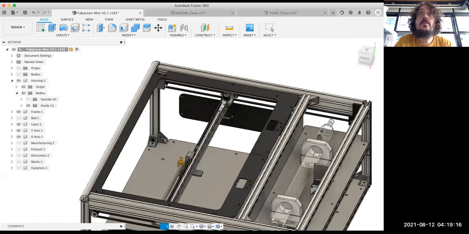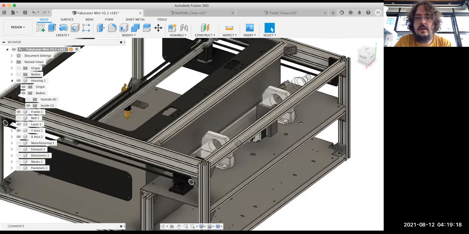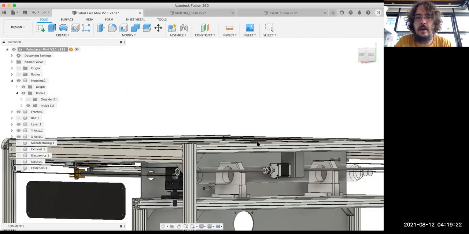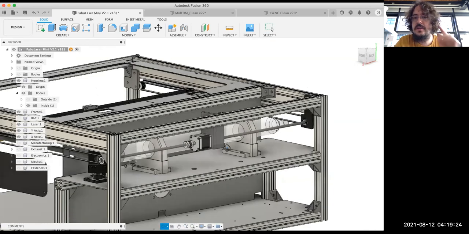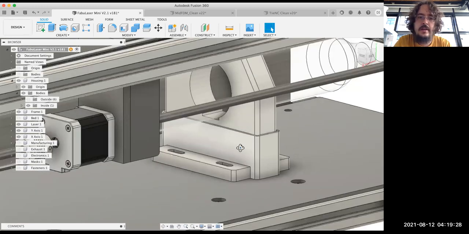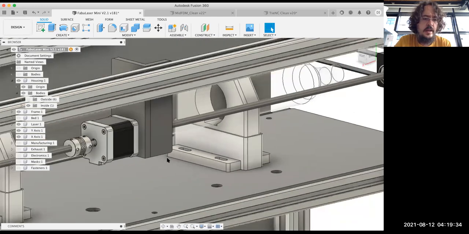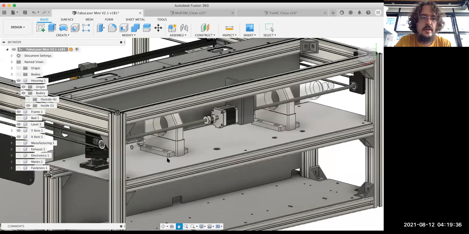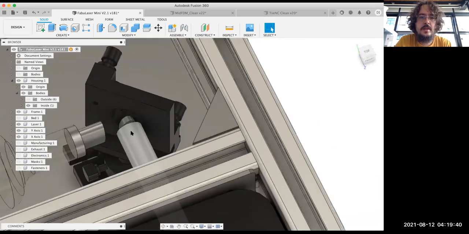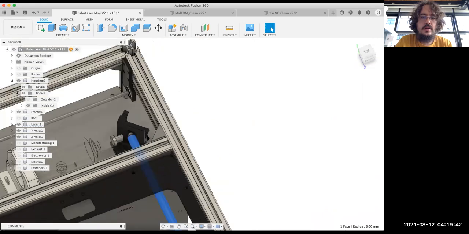So I also installed the laser tube. You can see the laser tube is on top of this aluminum composite panel, and it's using standard holders that are adjustable in height and in position in this direction as well. And then here there are a couple of mirrors that will bring the laser, you can actually see the laser beam here, to the x-axis.